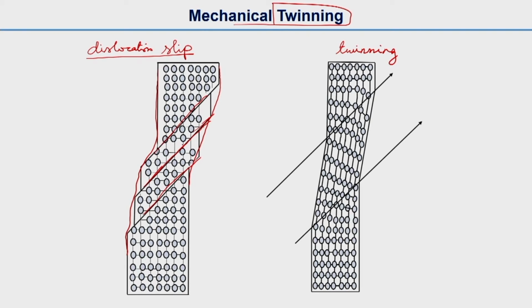Now what happens in twinning is, you can see that these atoms are aligned, and suddenly when you deform the material, the alignment of this portion becomes different. Suddenly it changes the orientation. In twinning, we call this a twin boundary.